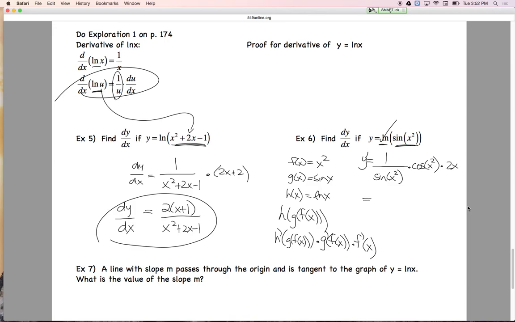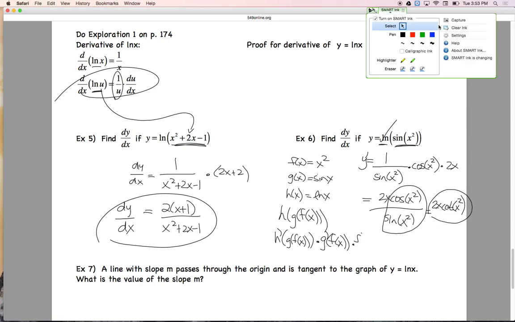So final answer is going to be 2x cosine of x squared over sine of x squared. You can right here make that cotangent. And I'm sure they might do that. So it'd be 2x cotangent of x squared would be another possible answer for that problem. So there's that problem, example 6.